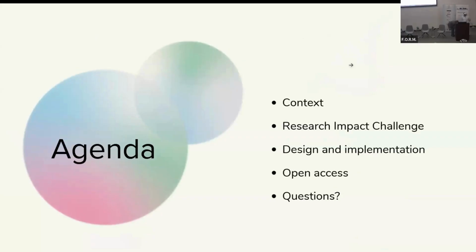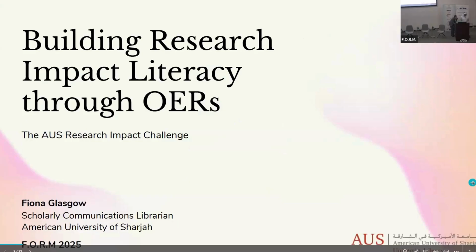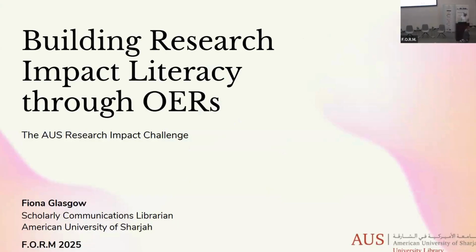Next, we have Fiona Glasgow. Fiona is the Scholar Communications Librarian at American University of Sharjah, where she leads initiatives in research impact literacy, open access, and bibliometrics. Fiona's work focuses on practical strategies for increasing research engagement, strengthening scholarly communication practices, and advancing open access across institutions. Fiona is a photographer as well from our discussions. Fiona, please come in.